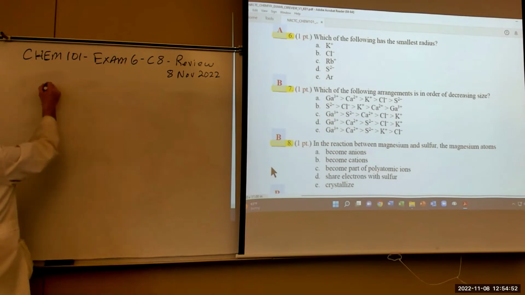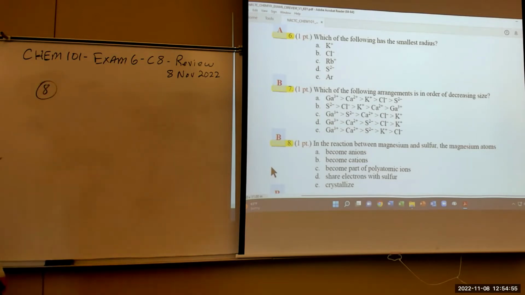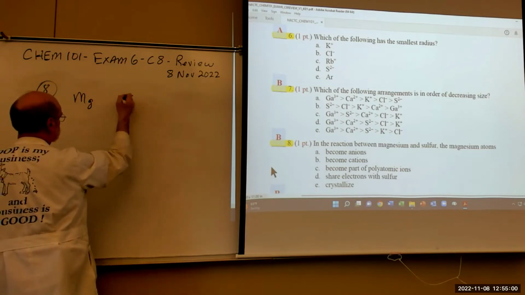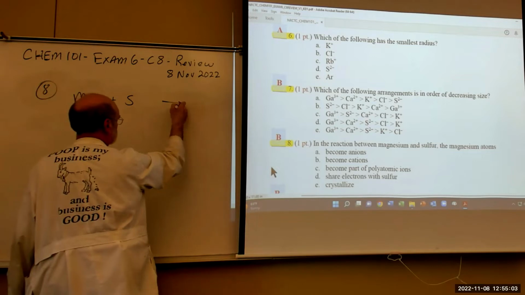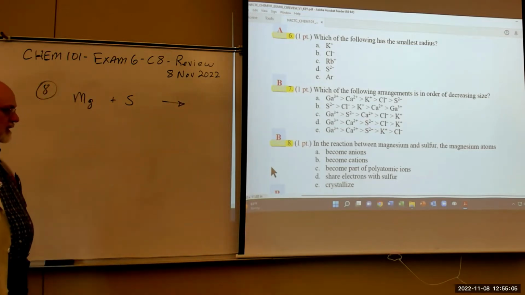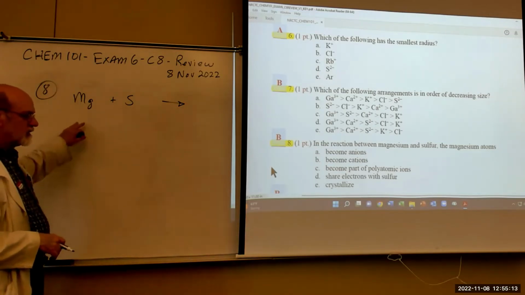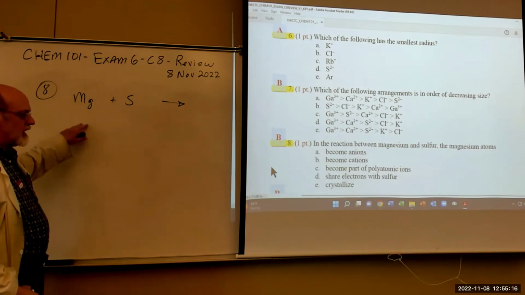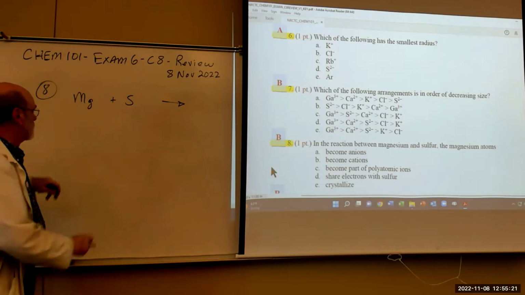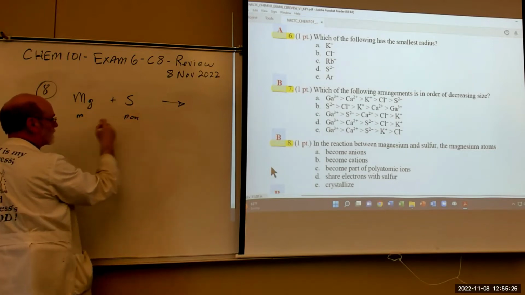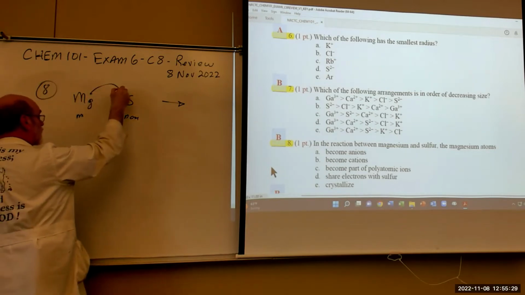All right, let's take number 8. In the reaction between magnesium and sulfur, the magnesium atoms become what? Anions, cations, polyatomics, share electrons, or crystallize. This is a metal. This is a nonmetal. So the electrons are going to transfer like that.